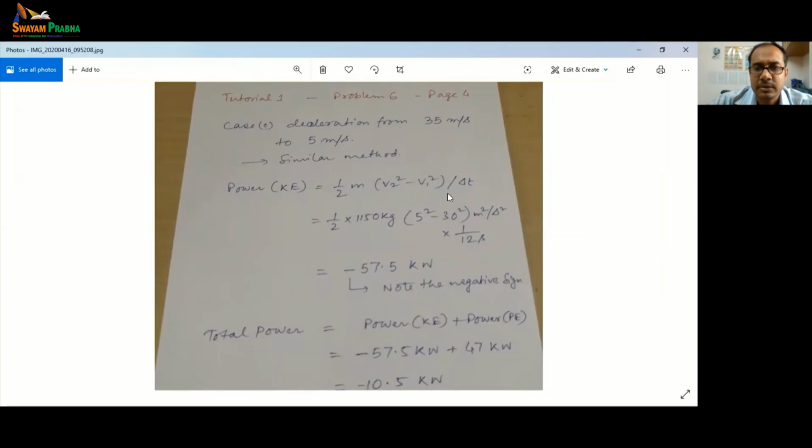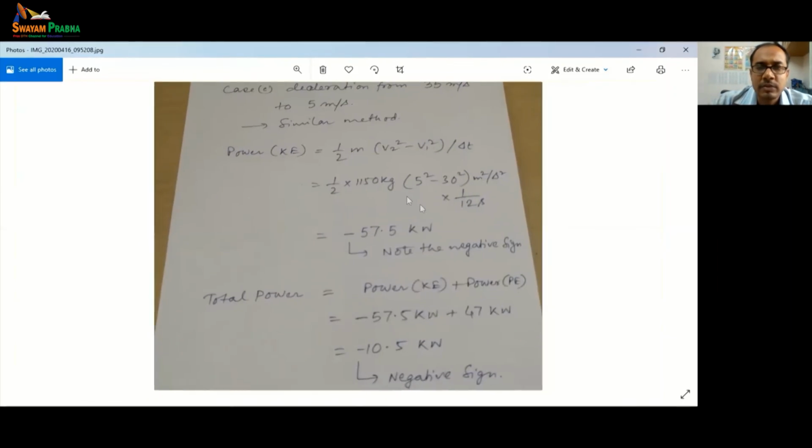So the method will be similar, and the power due to kinetic energy will be now half m v2 square minus v1 square. But in the next line, you see v2 is now less, so that is 5 meter per second square minus v1 square, with v1 being 35. The rest is the same. Your mass is 1150 kg and the time is 12 seconds. If you do that calculation, you will have a negative value because the velocity is decreasing. That means the power required for kinetic energy change will be negative, that is minus 57.5 kilowatt.